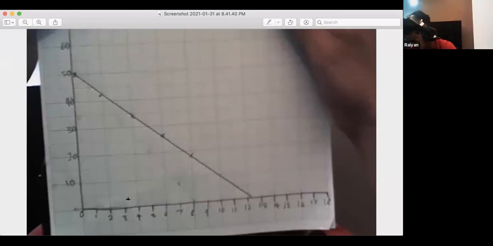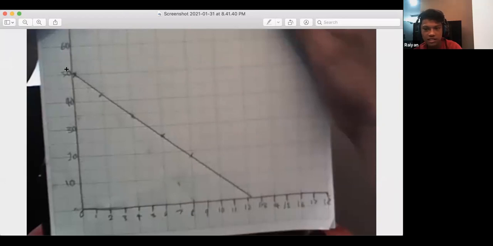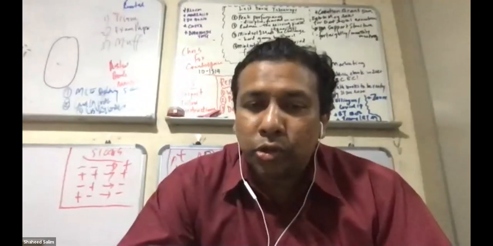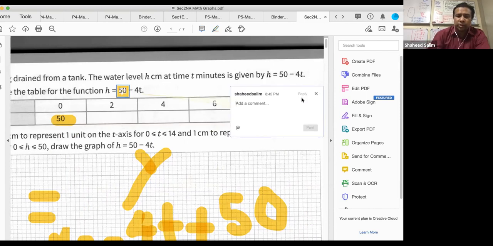Now, this down here, remember, is the x-axis. Always x is down here. Y is here. Look, it cuts at what number? 50. Okay, let us look now. The question, they tell you actually down here what? H equals 50 minus 4T. Let's say now I rearrange it. H equals 50 minus 4T. This is like the y equals, okay, I change the H to y equals 50 minus 4x.